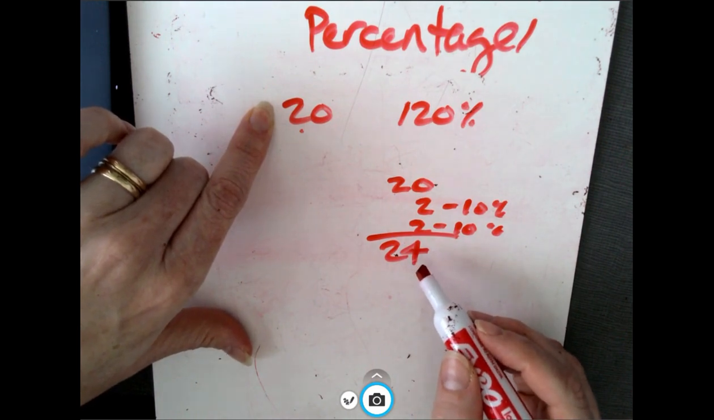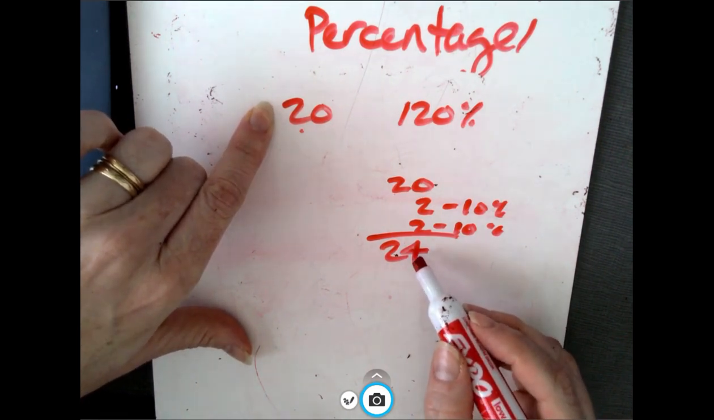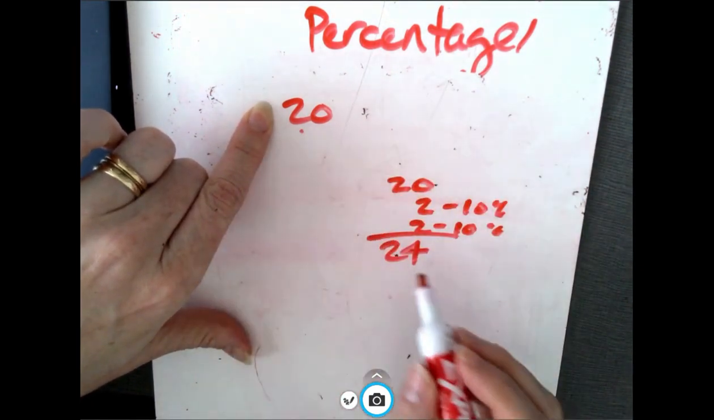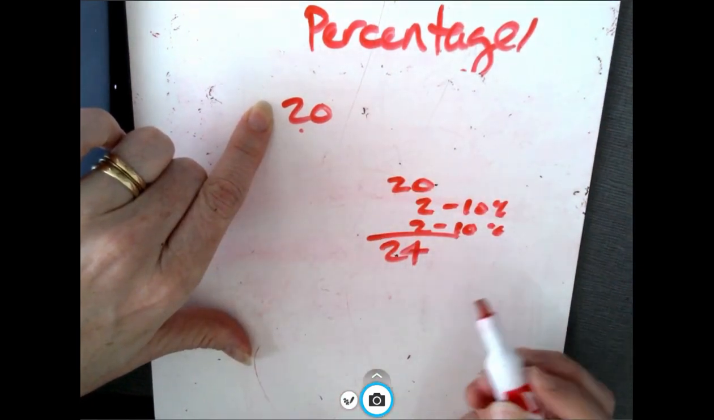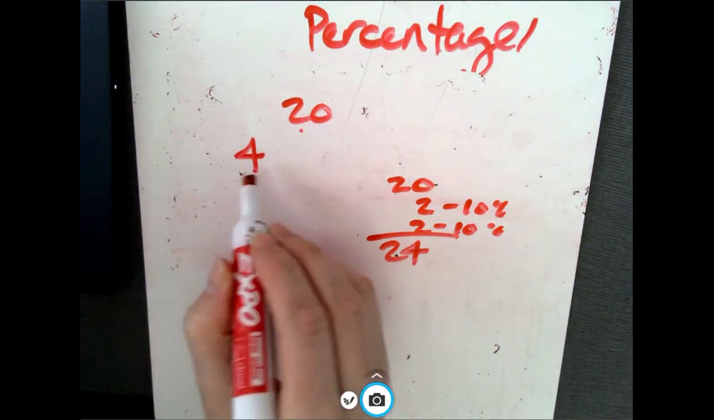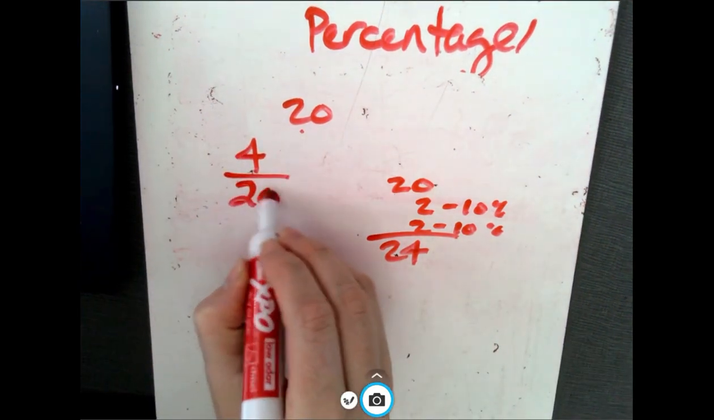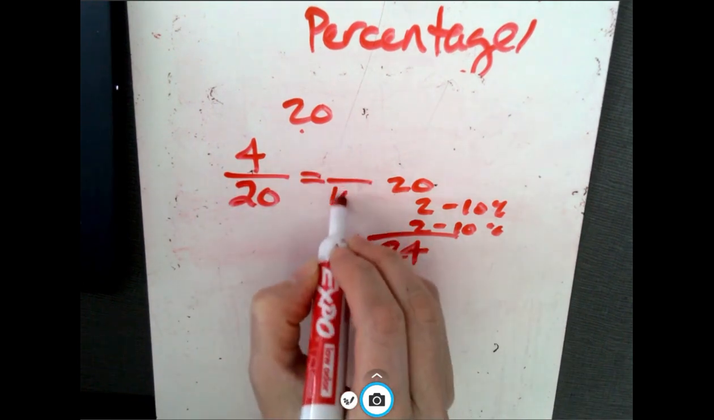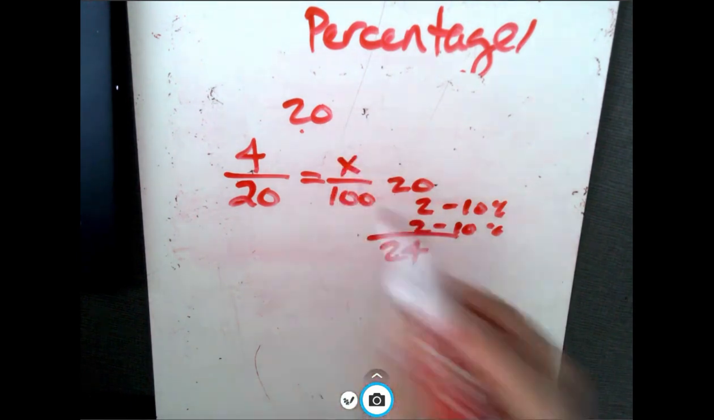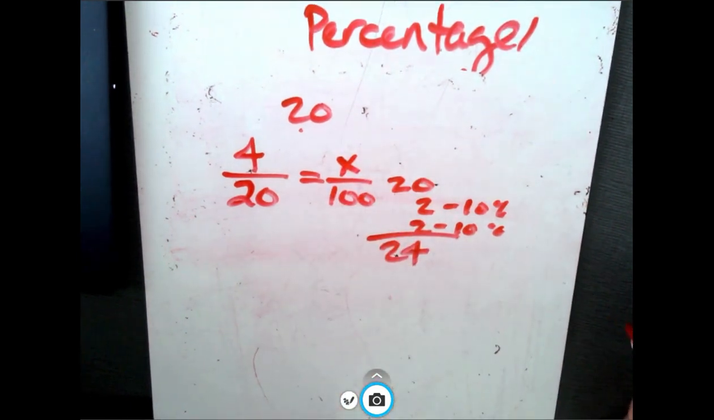Now it might also ask you about percent increase. So what is that percent increase? Maybe it doesn't tell you that. It says the store bought it for 20 and they sold it for 24. What's the percent increase? Well, it went up $4 out of 20. What is that out of 100? You can use cross multiplication to figure that out.